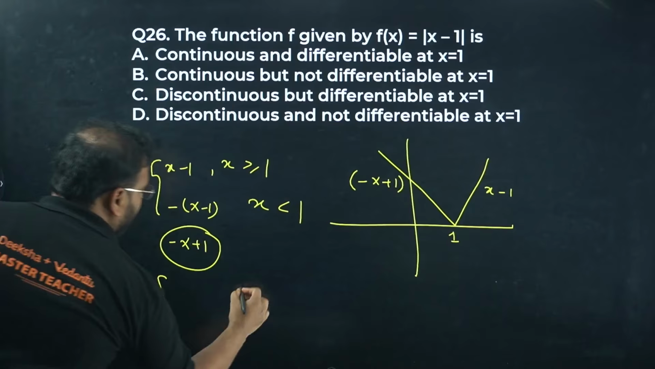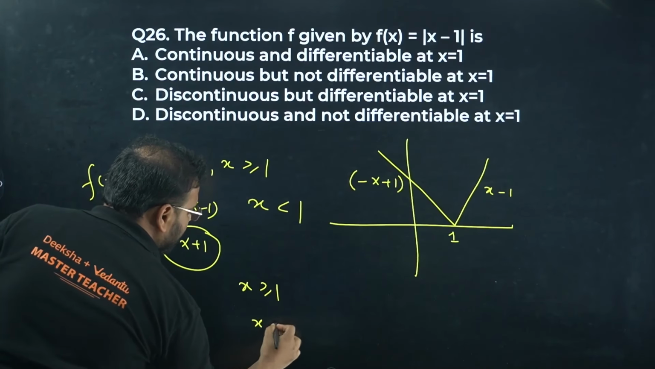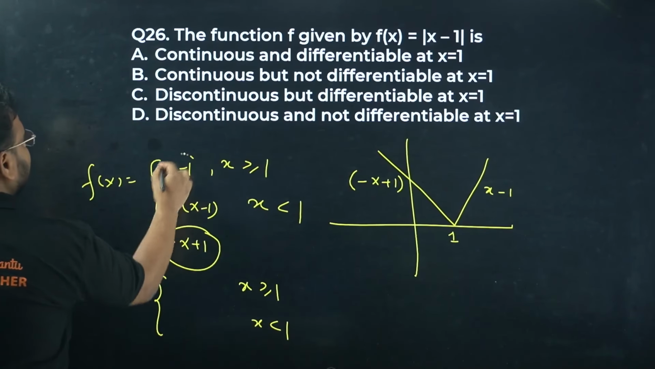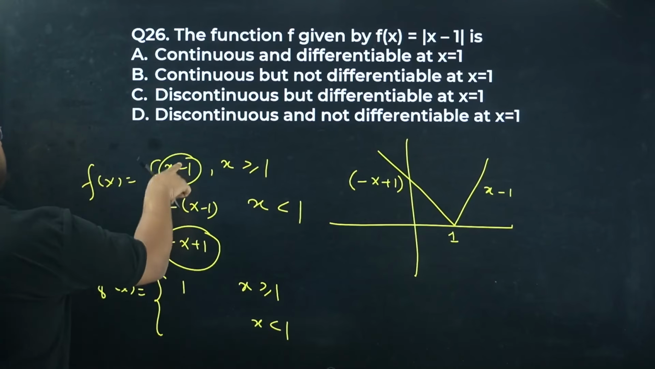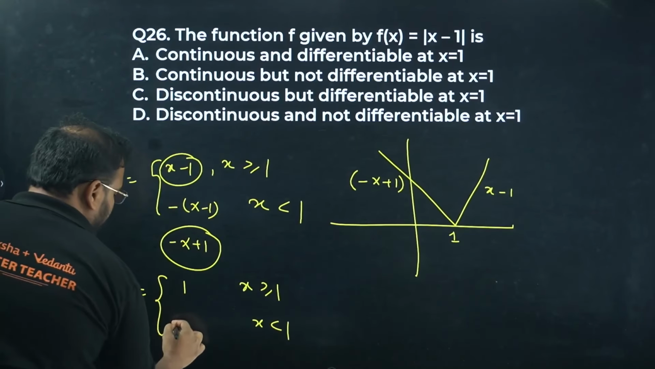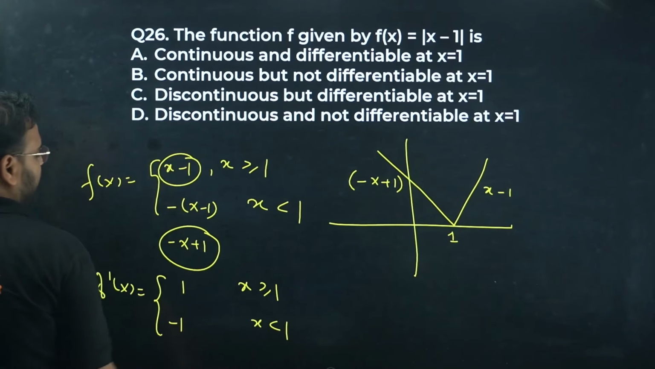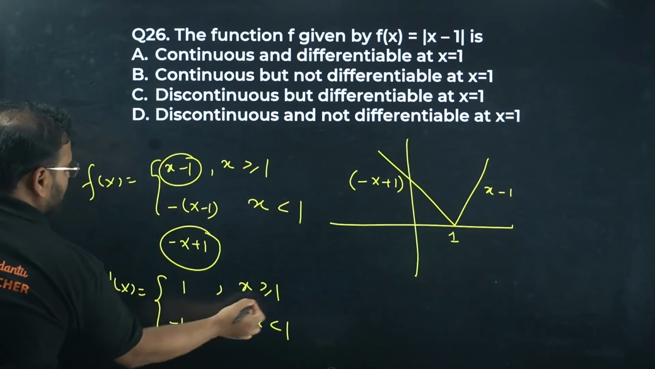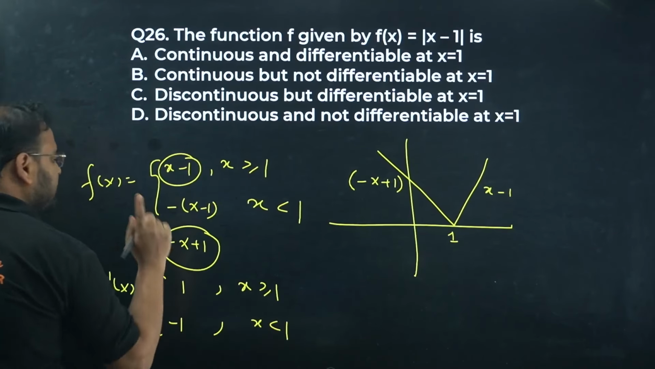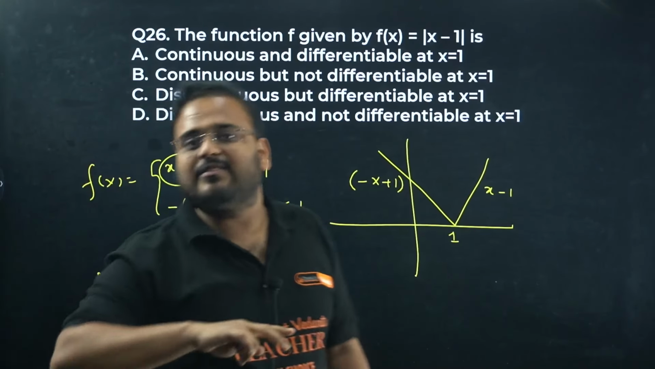Differentiate now, for all x more than 1 and for all x less than 1. This will give a derivative as simply 1, as 1 minus 1 will be 0. Over here, minus x gives minus 1, and for 1 it will be 0. So for all x more than 1 it is positive, and for all x less than 1 it is minus 1. So basically the derivatives are not equal to each other.